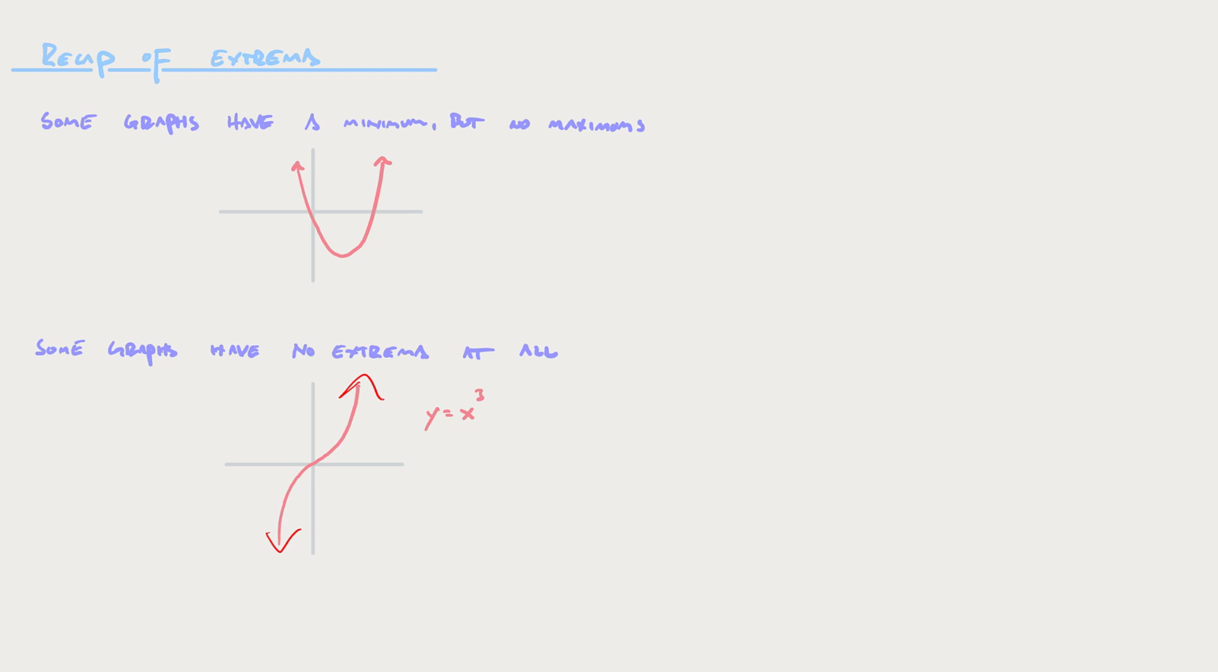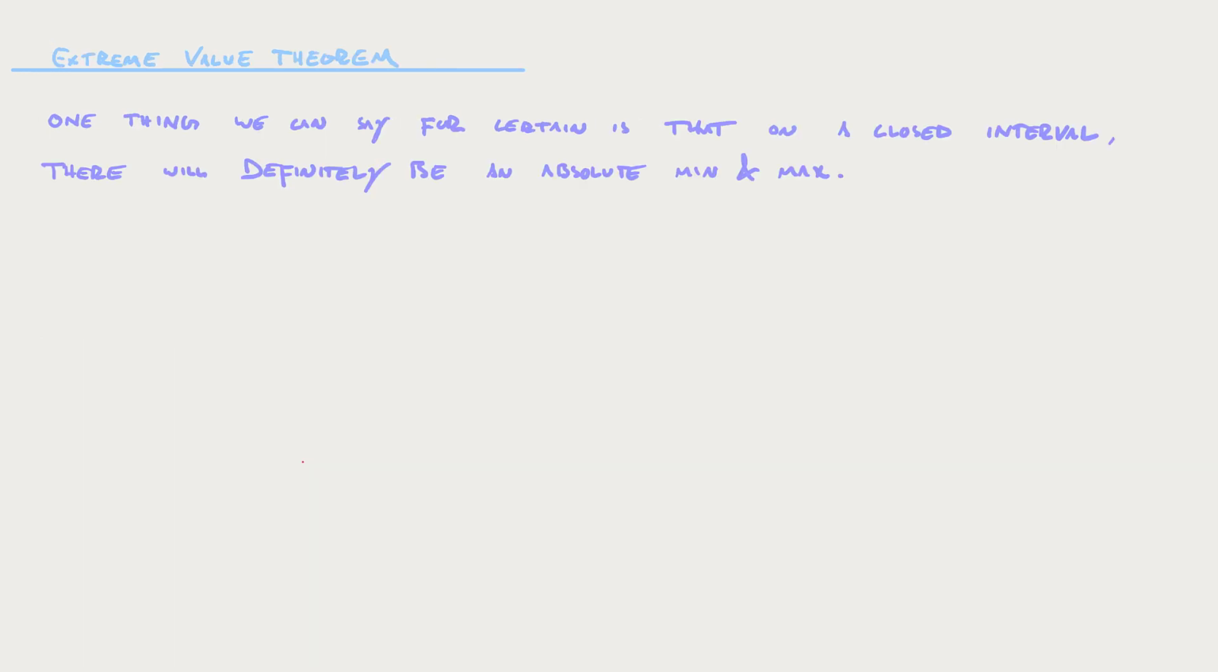And so we're getting something that has no extrema at all. There's no hill or valley or any kind of high or low point happening inside of the graph itself, and it's falling to the left and rising to the right. But the one thing that we can say for sure is that if we're given a closed interval, there's definitely going to be an absolute minimum and an absolute maximum value.